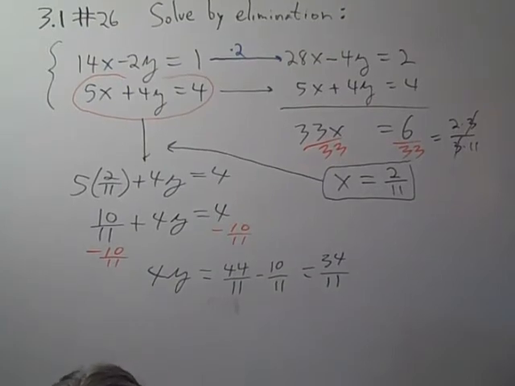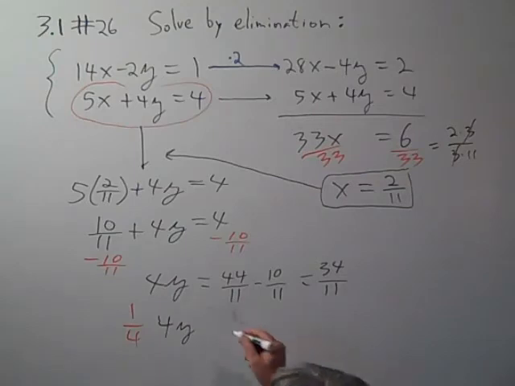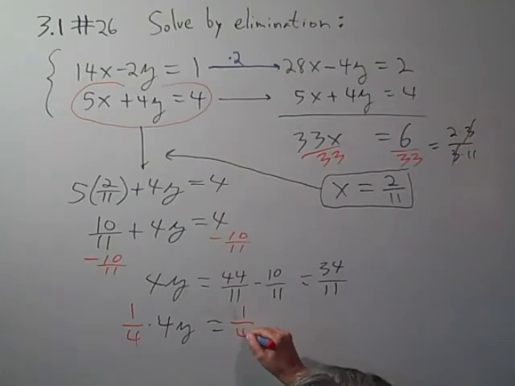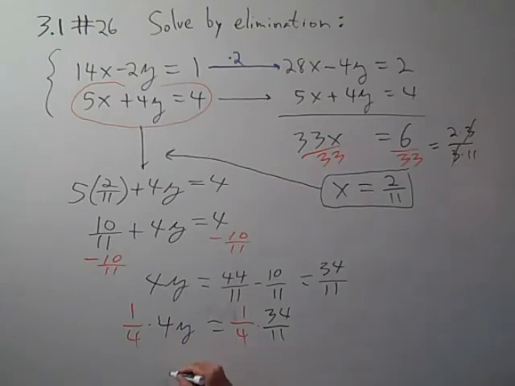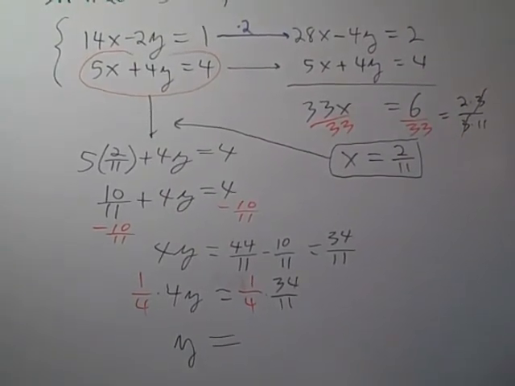So 34 11ths is 4 times y. And if we take a fourth of each side, so we have 4 y's on the left side of the equal sign, and multiply times a fourth on both sides of the equal sign, that's times a fourth on the other side as well, a fourth of 34 11ths. And a fourth of 4y is y.